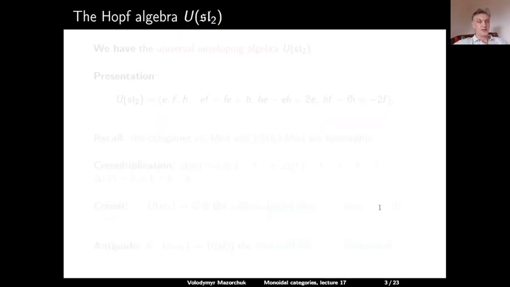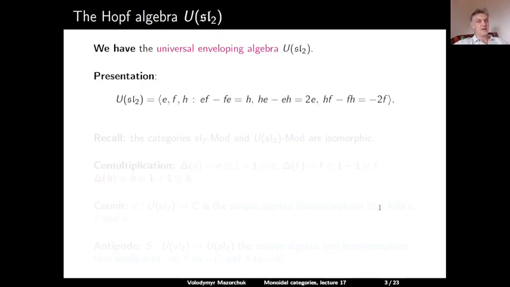So we have the Hopf algebra, which is the universal enveloping algebra of SL2. This is the algebra given by the following presentation. It is generated by 3 elements E, F, and H, and the relations are just given by the previous table. So the bracket of E and F is equal to H, so EF minus FE is equal to H. The bracket of H and E is 2E, so HE minus EH is equal to 2E. And similarly, HF minus FH is equal to minus 2F. So this is a presentation of the universal enveloping algebra of SL2 as an algebra.